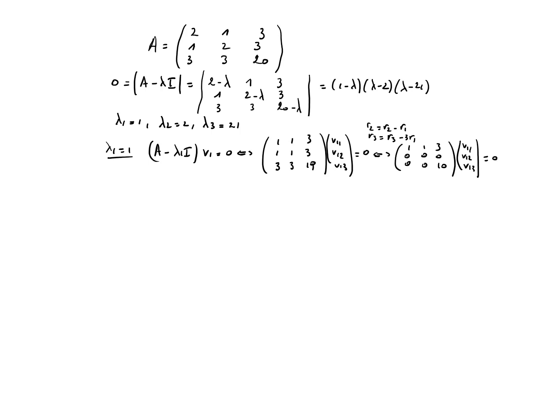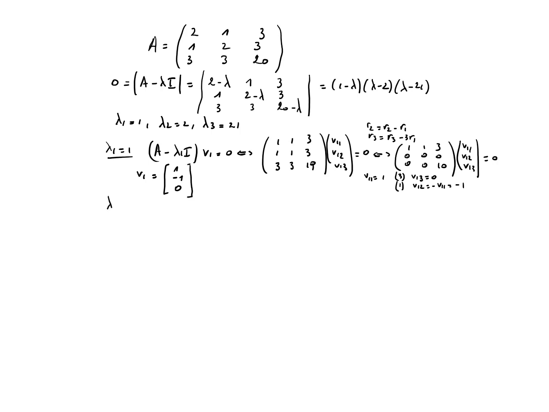So here we could, for instance, say that v11 is equal to 1. Then the third equation will lead to v13 is equal to 0, and the first equation will lead to v12 is equal to minus v11 is equal to minus 1. Okay, so the first eigenvector is 1, minus 1, 0.